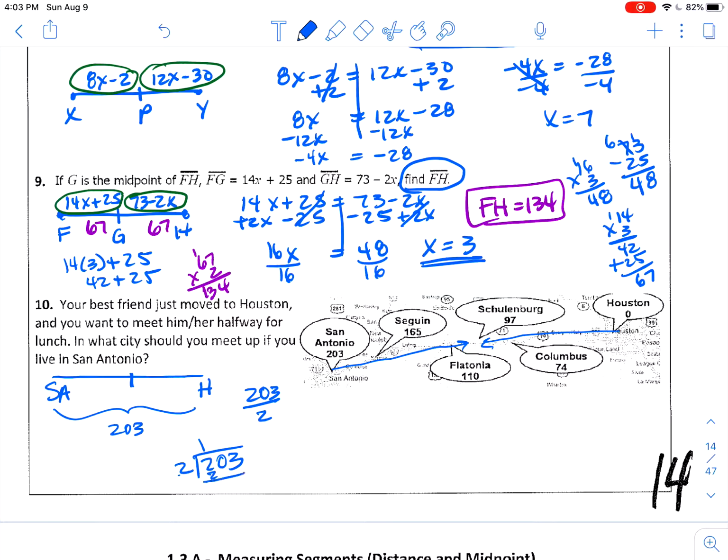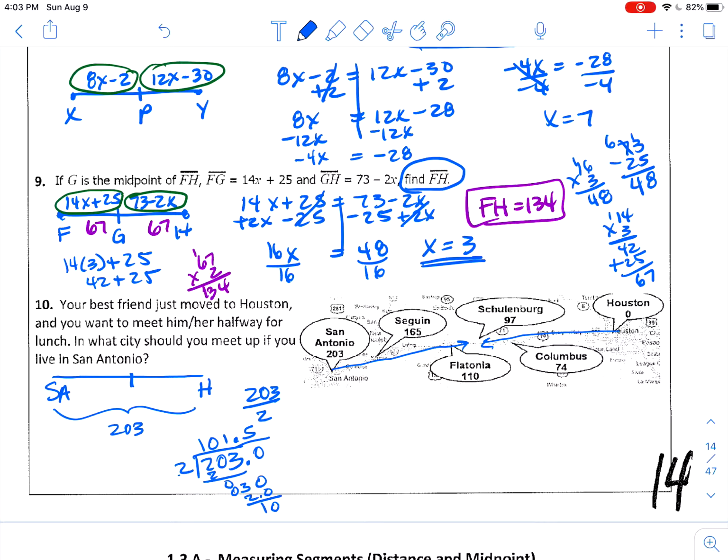2 goes into 2 once. 2 goes into 0, 0. 2 goes into 3 once. And what is that? I didn't do that right. 101.5. Okay, so 203 divided by 2 is 101.5.